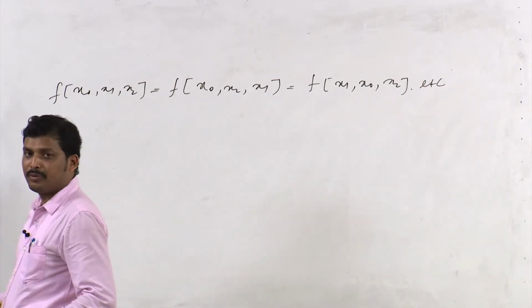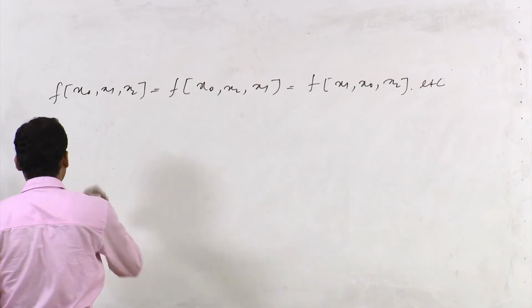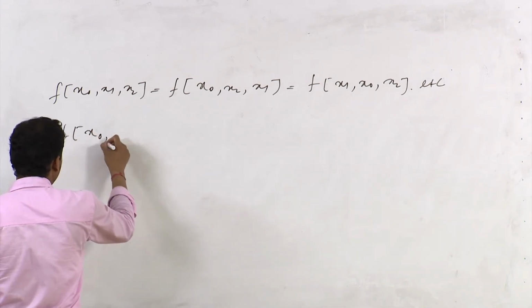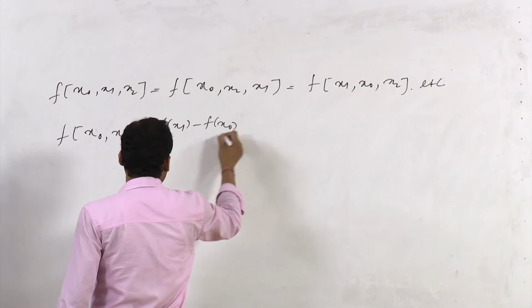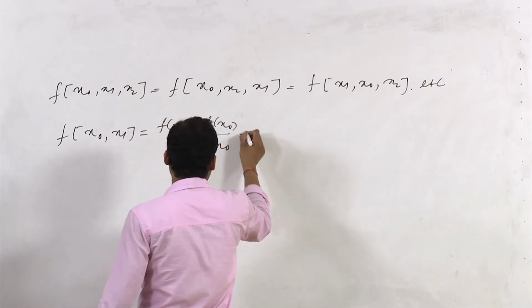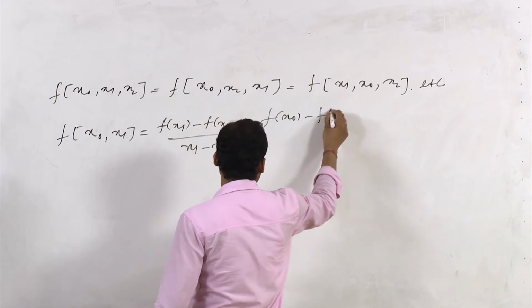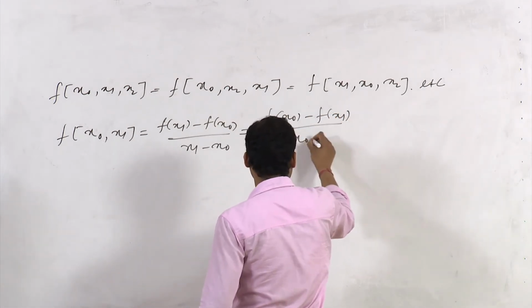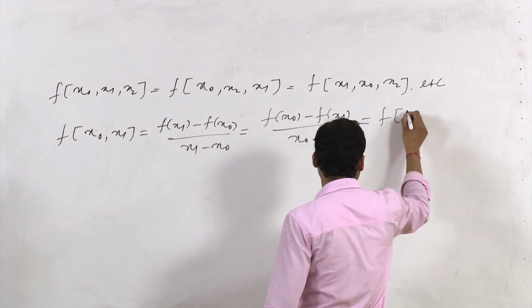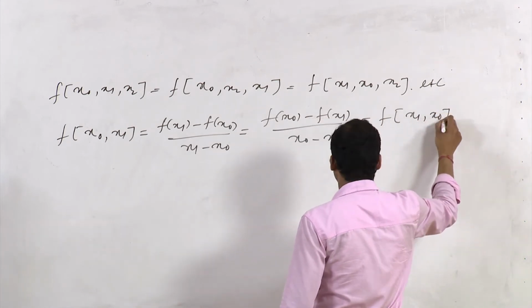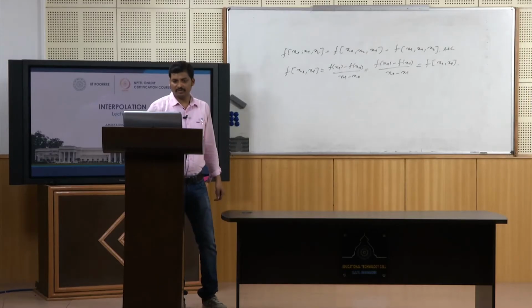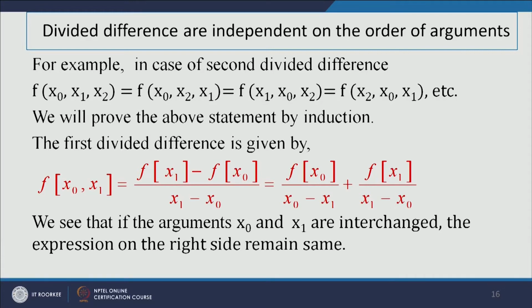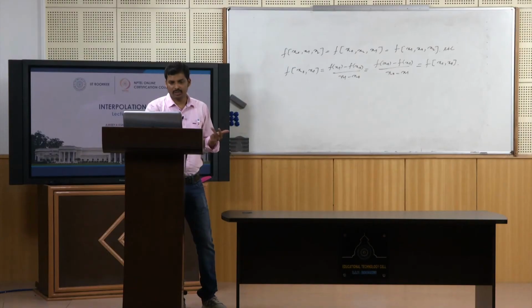This can be proved easily, since for a first order divided difference, we can write f of x0, x1 as f of x1 minus f of x0 divided by x1 minus x0, or it can be written as f of x0 minus f of x1 divided by x0 minus x1. This is nothing but f of x1, x0. Similarly, we can show that the order of arguments is independent in divided differences of order 2 and order 3.